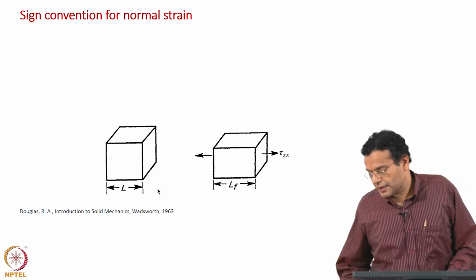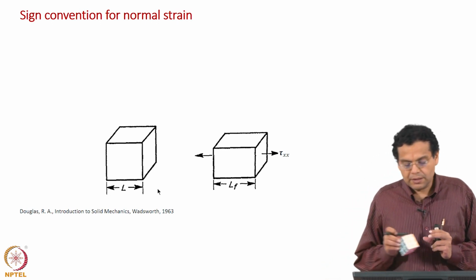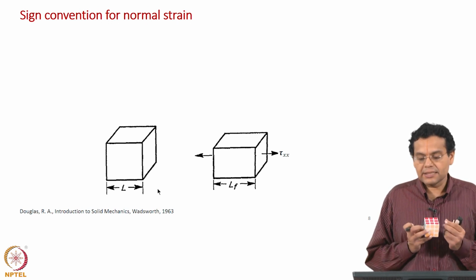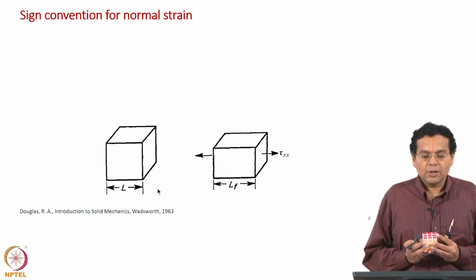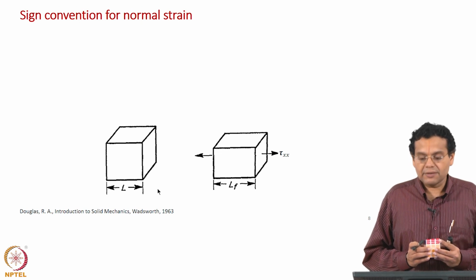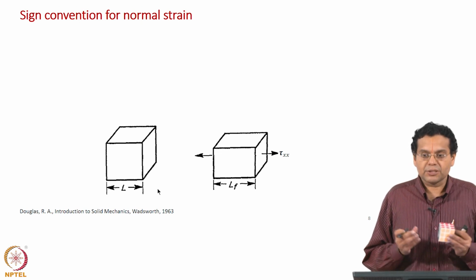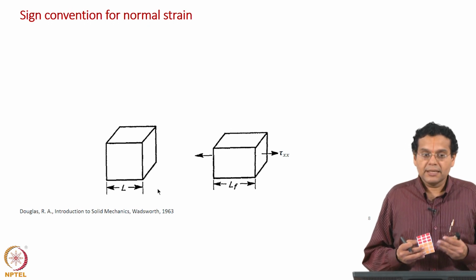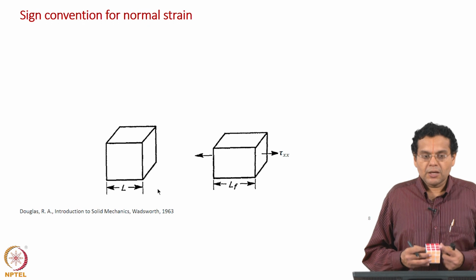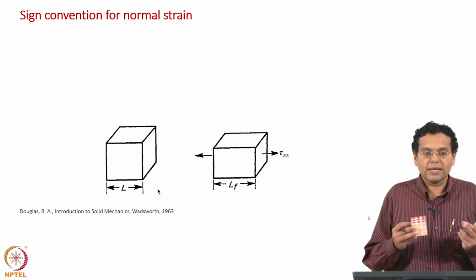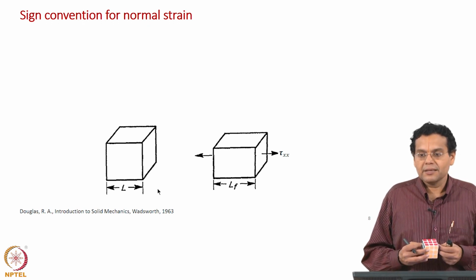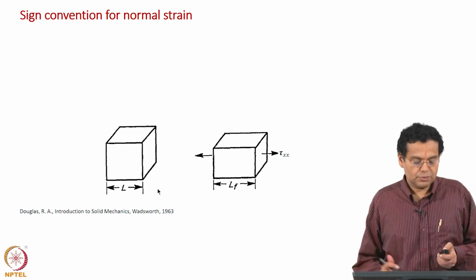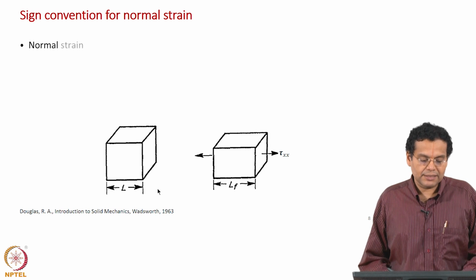Now, if you take a solid object and apply a tensile stress, which is pulling away, according to our sign convention, tensile stresses are positive, on a positive face along the positive axis. So, they represent positive stresses. When you apply a tensile stress, what happens to the length? The length will increase, and what will be the normal strain? It will be a positive value, and that is what we are seeing here.